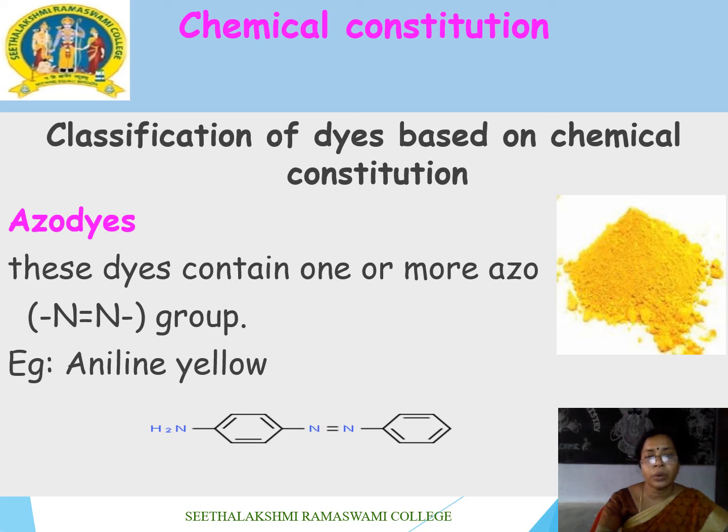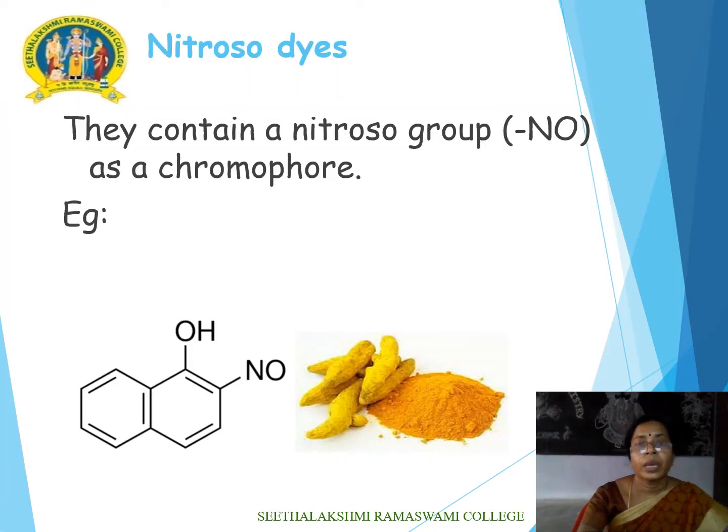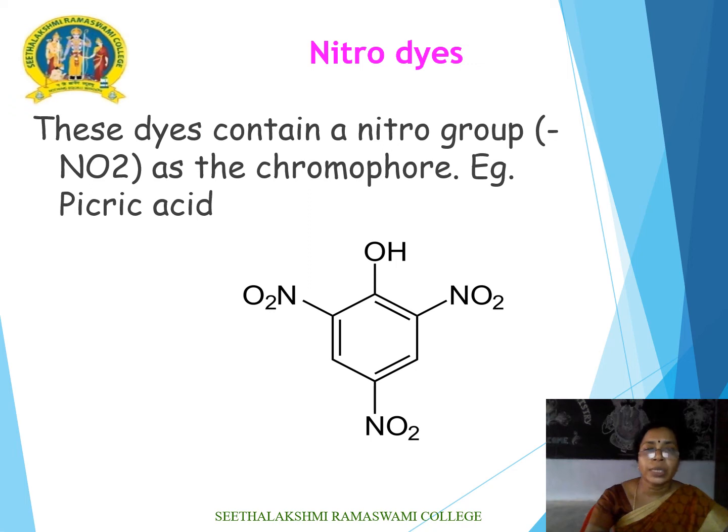First, let us see about azo dyes. These dyes contain one or more azo groups in the organic molecule. Example, aniline yellow. Next, nitroso dyes. They contain a nitroso group as a chromophore. Nitro dyes. These dyes contain a nitro group as the chromophore. Example, picric acid.